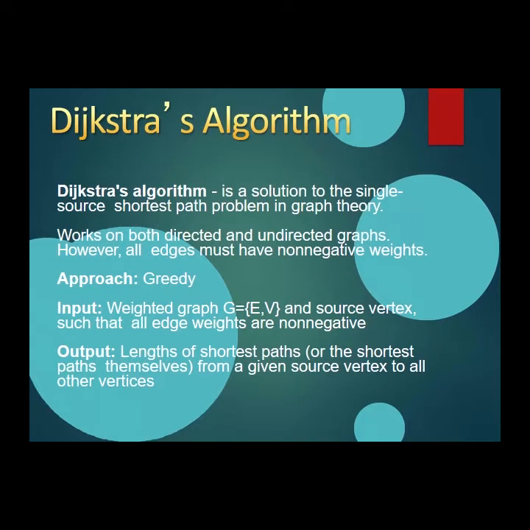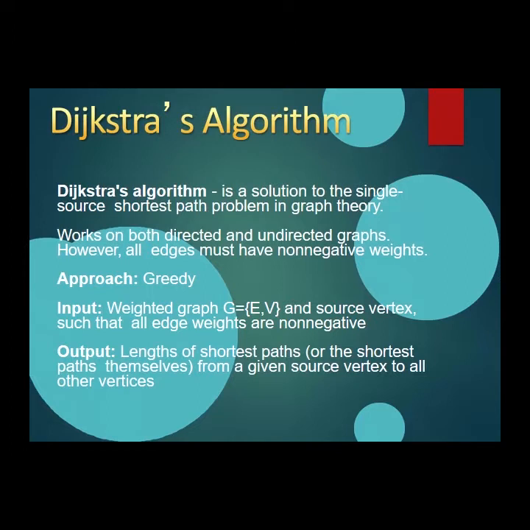It works both on directed and undirected graphs, however, all edges must have non-negative weights. Unlike Prim's and Kruskal, which worked on undirected graphs, here we can work on both. Its approach, as we learned before, is greedy, and the input is a weighted graph with edges and vertices and the source vertex, such that all edge weights are non-negative.